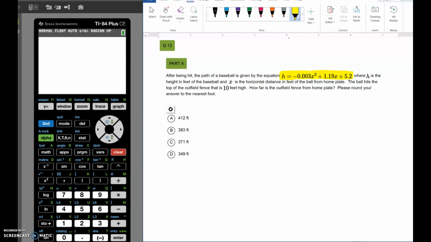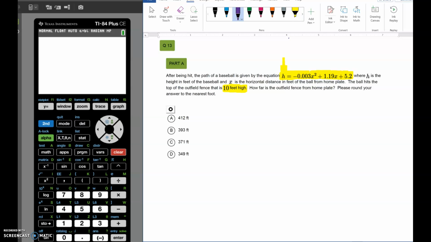Okay, they're giving you this equation. In this equation, h is the height in feet of the baseball, and x is the horizontal distance in feet of the ball from home plate. So they're going to hit the ball at home plate and it's going to travel out. H is like that ending height. So when the ball is like 400 feet from home plate, what is the height of the ball? Then it says that the ball hits the top of the outfield fence that is 10 feet high. So we know that at that moment, the ball is 10 feet high.